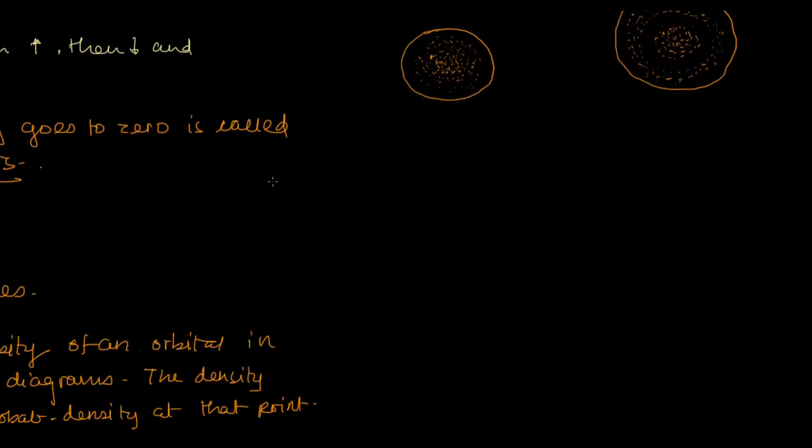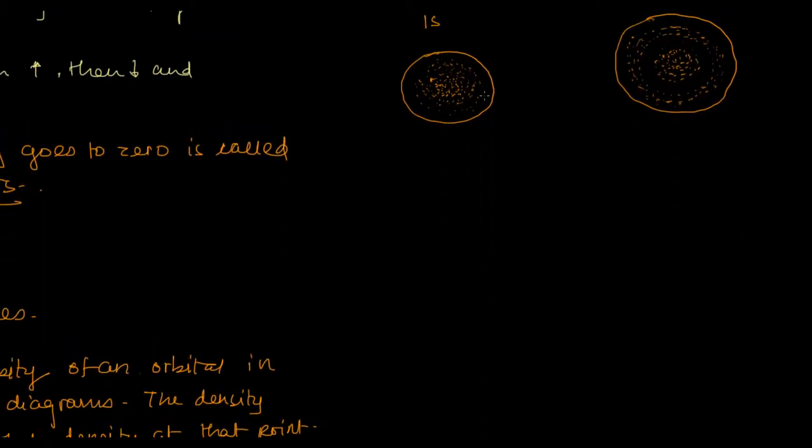Now, what we say now is, so this is what? This is the boundary surface diagram. This is called the boundary surface diagram.